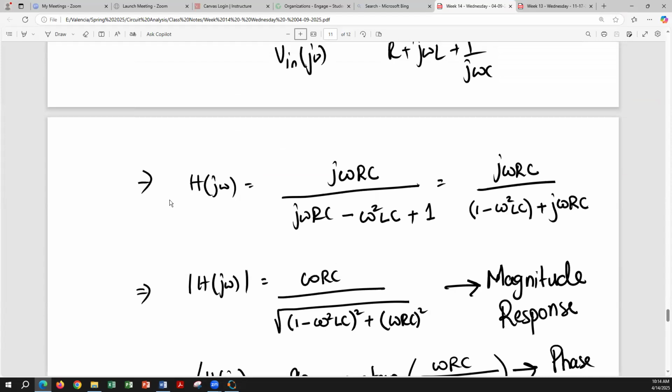H of j omega is equal to j omega RC over 1 minus omega squared LC plus j omega RC. So we're going to use this equation. We have our L and C values already, and we're going to go for an omega range. I'm going to multiply by 2 pi, whatever f range we are thinking about, say 500 kilohertz. I will start from, like we did last time, 0.1 or 10. Let's start at 10.